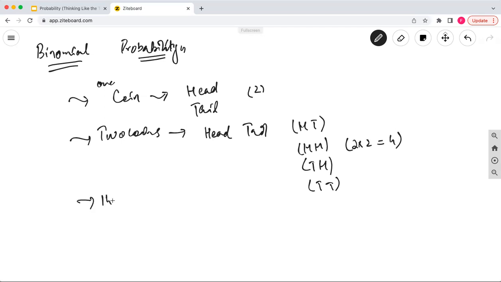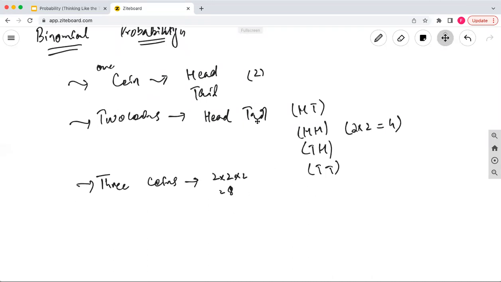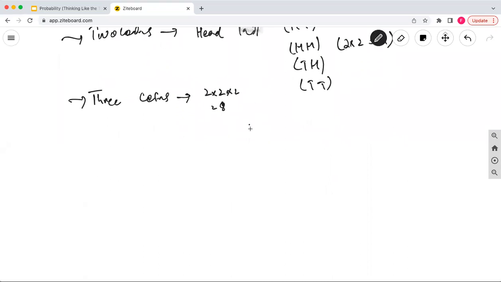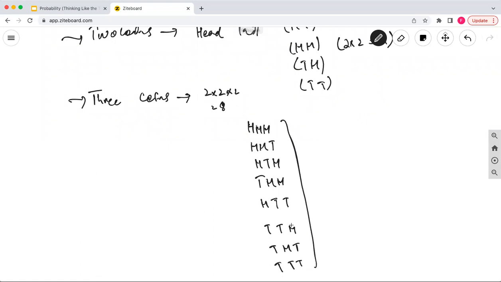Now if I throw three coins, how many possibilities are there? Two for the first coin, two for the second, and two for the third: 8 possibilities. And if I try to list those down, how can I do that? Head head head, head head tail, head tail head, tail head head, head tail tail, tail head tail, tail tail head, and tail tail tail. So there are these 8 possibilities.